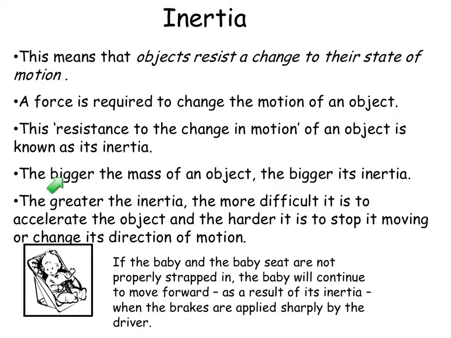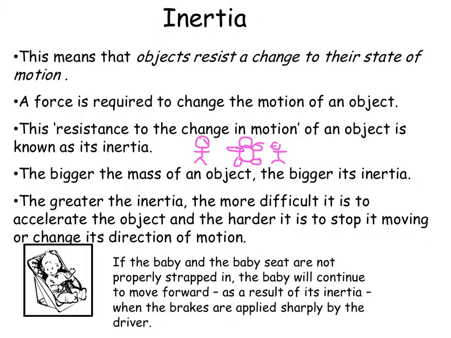So, for example, if you were trying to tackle someone in a sports game, let's take rugby, okay? Here we have a person and he's running in for the tackle. And over here we have a big person. And the big person is going to be much more difficult to stop than if you, let's say, had a small person. So the more massive an object is, the greater its inertia. Also, fast objects have greater inertia than slow objects. The greater the inertia, the more difficult it is to accelerate that object and the harder it is to stop that object or change its motion.